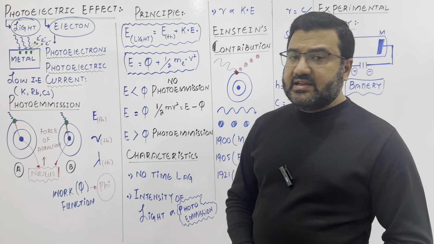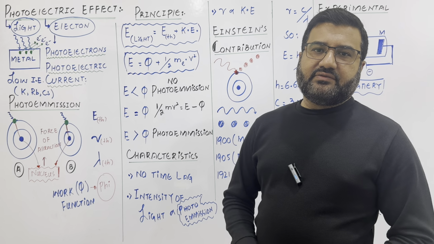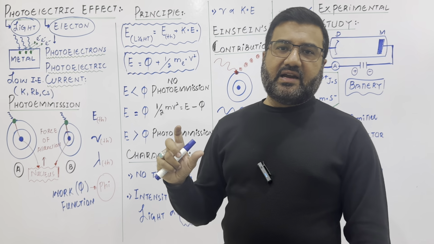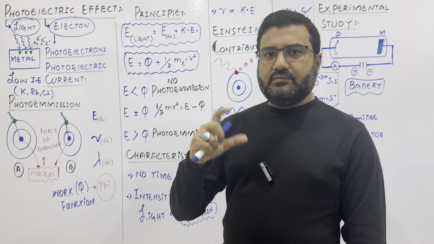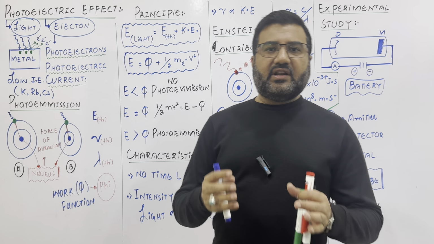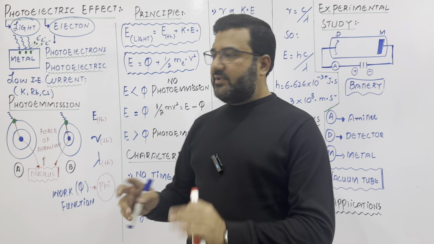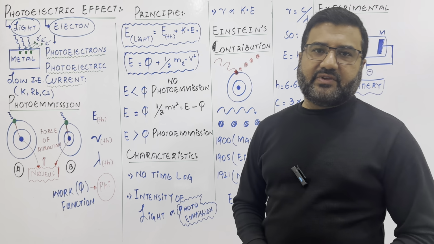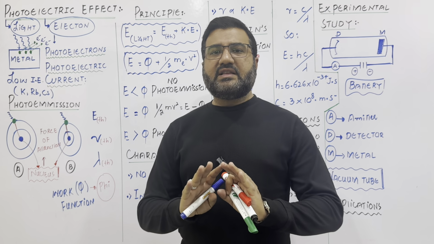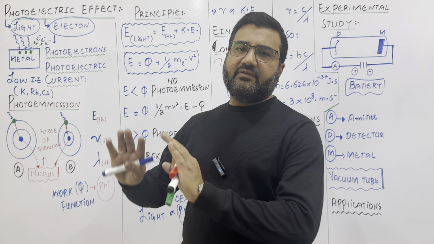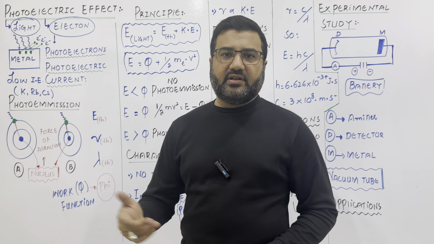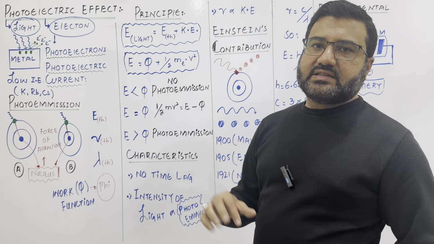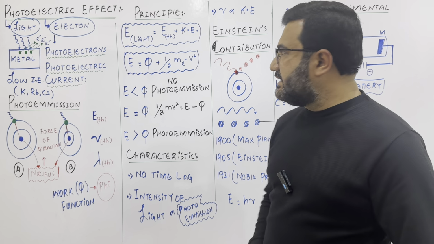Now, my dear students, non-metals cannot be used. Why? Because non-metals have very high ionization energy, and the light that will be required to remove the electron should have very high threshold energy, high threshold frequency and low threshold wavelength. So usually non-metals are not used because a very energetic light is required to eject the electrons from the atoms of the non-metals.